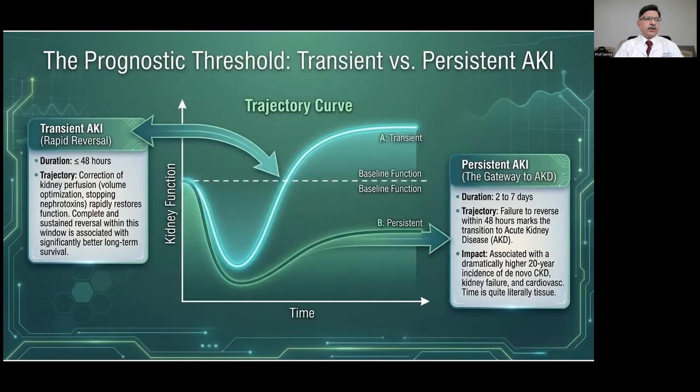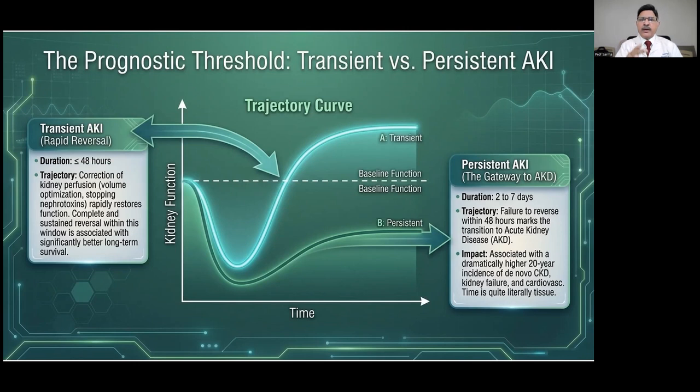Finally, you see prognostic threshold, transient versus persistent AKI: transient AKI less than 48 hours, persistent 2 to 7 days. Trajectory: correction of kidney perfusion rapidly restores the function, and complete sustained reversal within the window is associated with significantly better long-term outcomes. So you see kidney function and time. Initially A is the transient curve, B below is the persistent, that is 2 to 3 days, and failure to reverse within 24 hours marks the transition into acute kidney disease.